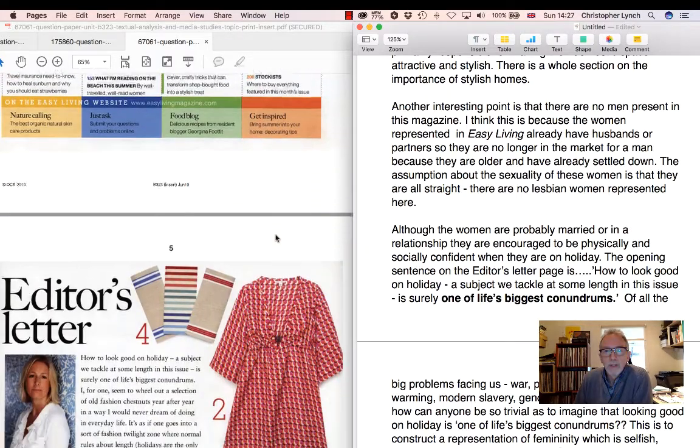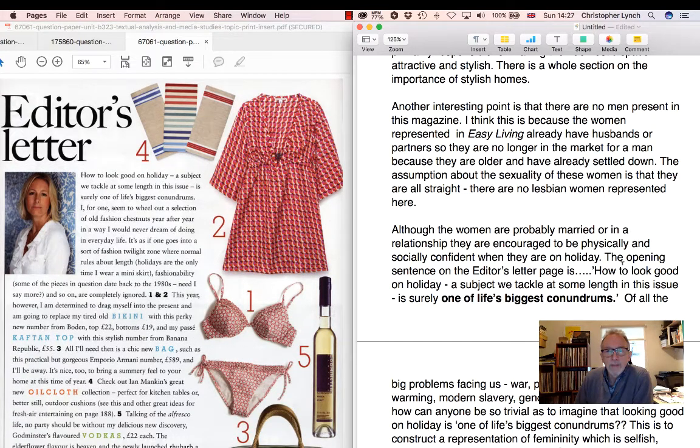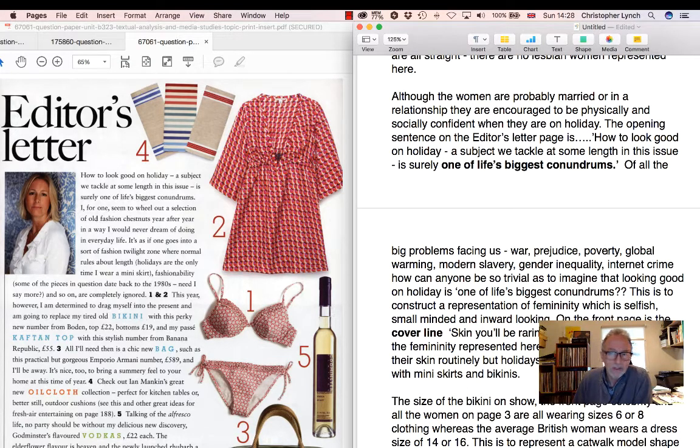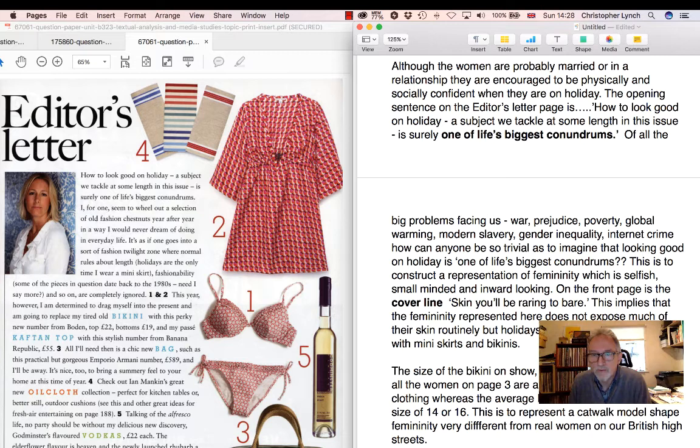Although the women are probably married or in a relationship, they're encouraged to be physically and socially confident when they are on holiday. The opening sentence on the editor's page is "How to look good on holiday, a subject we tackle at some length in this issue, is surely one of life's biggest conundrums." Well, of all the big problems facing us, war, prejudice, poverty, this is me writing now, not the magazine, global warming, modern slavery, gender inequality, internet crime, how can anyone be so trivial as to imagine that looking good on holiday is one of life's biggest conundrums? This is to construct a representation of femininity which is selfish, small-minded, and inward-looking.